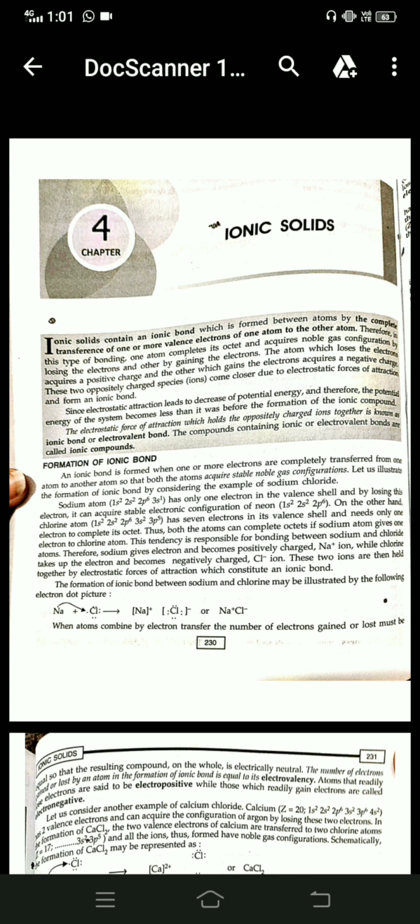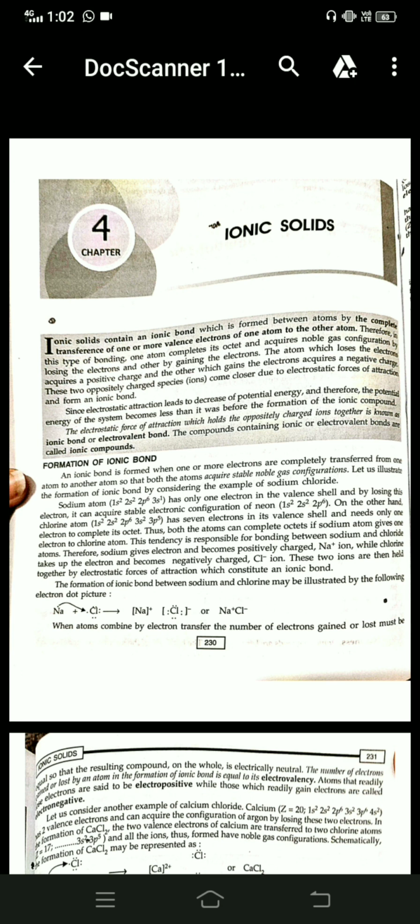Today we will read about the chapter Ionic solids. Ionic solids contain an ionic bond, which is formed between atoms by the complete transference of one or more valence electrons of one atom to the other atom. Therefore, in this type of bonding, one atom completes its octet and acquires noble gas configuration by acquiring a positive charge, and the other, which gains the electrons, acquires a negative charge.